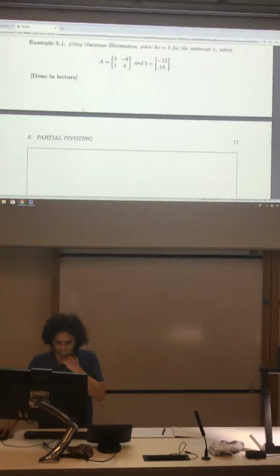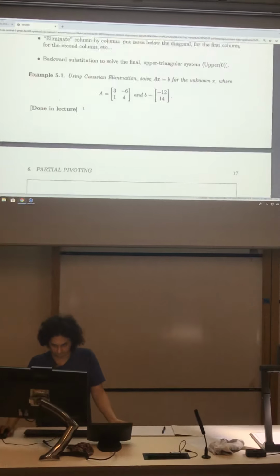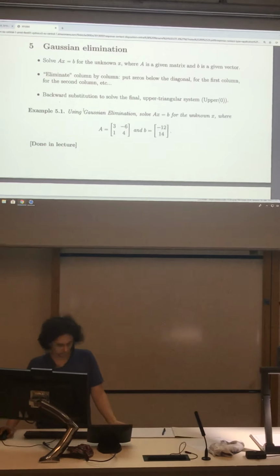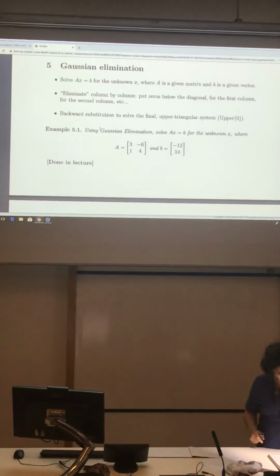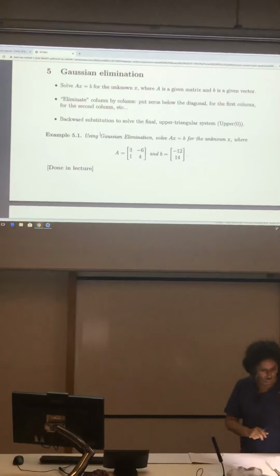Gaussian elimination. I'm not going to re-explain Gaussian elimination because you should all know. Of course, you all know. You all know Gaussian elimination, right? But I will do an example, a numerical example, just to get our feet wet.